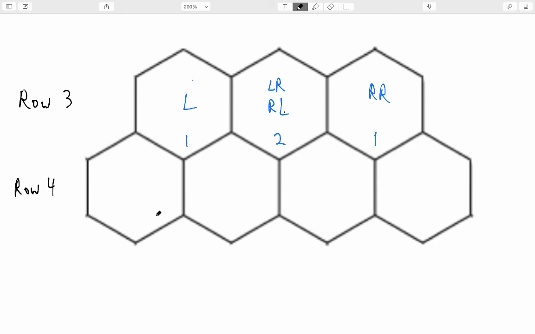Before going on to the next video, fill in row 4 in the way that we've done for rows 1 through 3. In each cell in row 4, list all the words that correspond to paths that lead from the top of the grid down to that cell, and indicate how many of them there are.